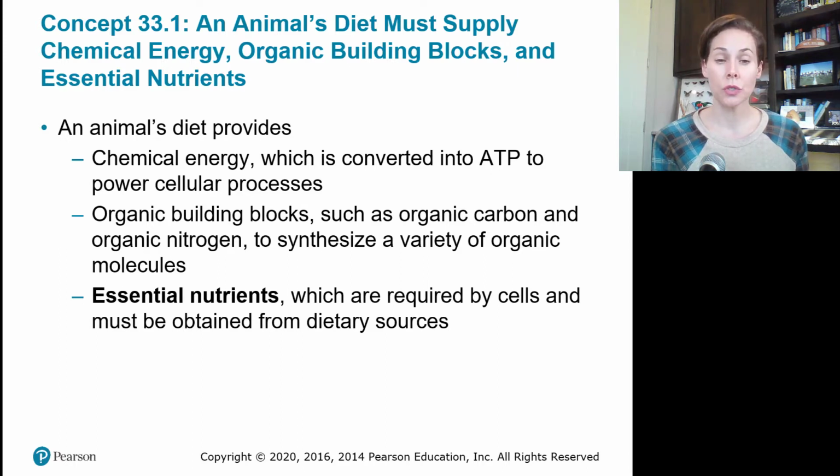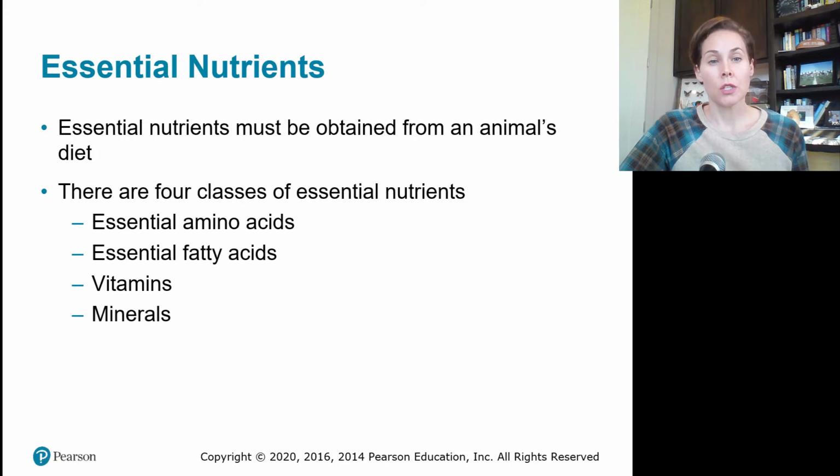We are getting essential nutrients from our diet, and these are things that are required by our cells that you have to get from dietary sources. There are 4 different classes of essential nutrients, and you will probably recognize some of these terms: essential amino acids, essential fatty acids, and then vitamins and minerals. A well-balanced diet should give you all those things that you need, but we all realize that we eat a lot of processed food and foods that may not give us those essential nutrients, which is why we take our vitamins or do different supplements to our diet.